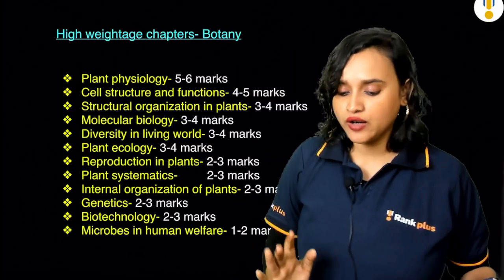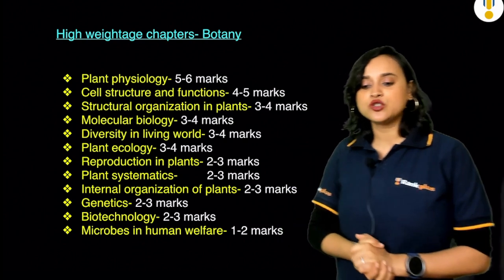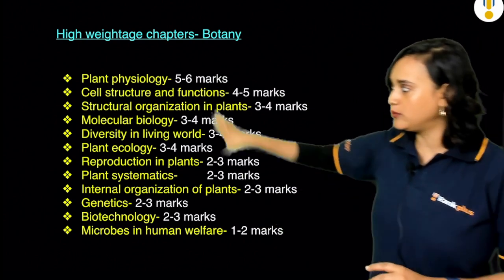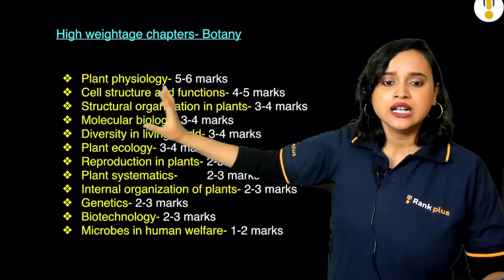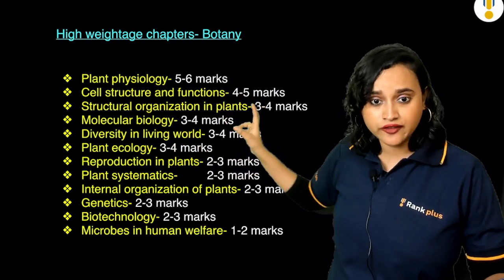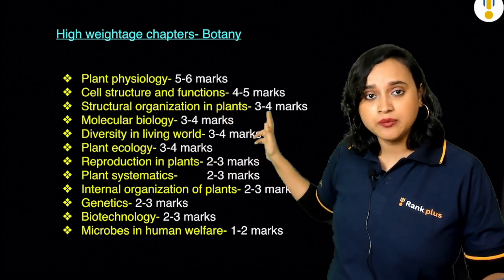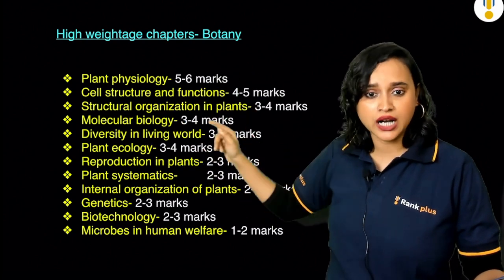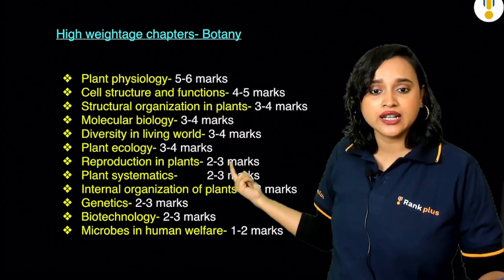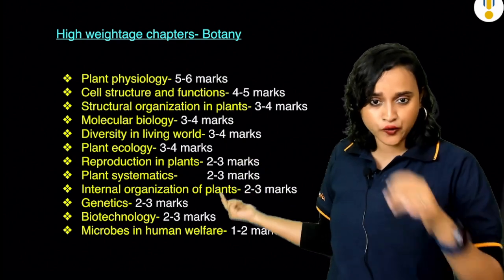Okay. All right, guys. Next, now let us come to botany high weighted chapters. In botany, you see plant physiology is 5 to 6 marks. Cell structure and function 4 to 5 marks. Structural organization in plants 3 to 4 marks. Molecular biology 3 to 4 marks. Diversity in living organisms or in living world 3 to 4 marks.